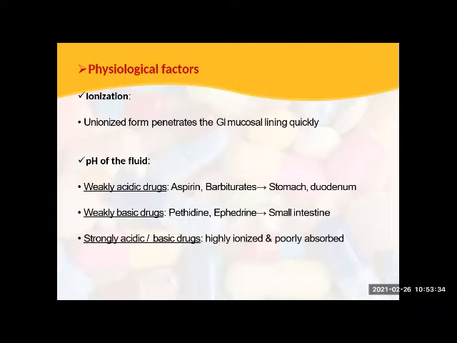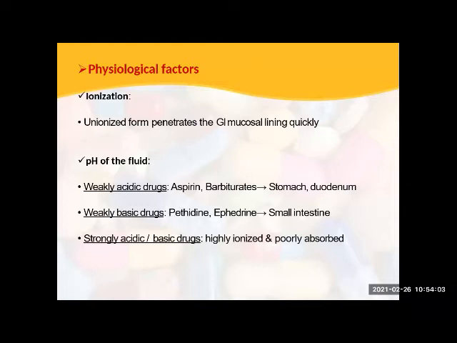In that first one, that is ionization. Okay, so we have already studied about ionization. The unionized form penetrates the GI mucosal lining very quickly. Okay, because they don't have any charges on it, and as they don't have any charges on it, they don't get repelled from the surface.